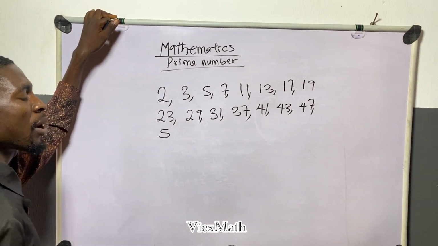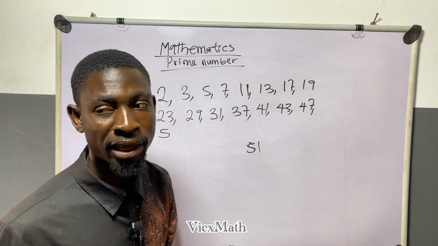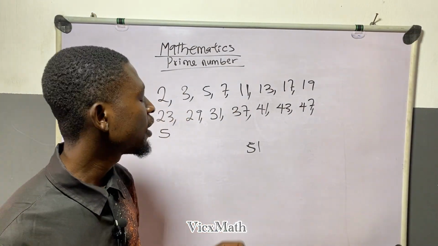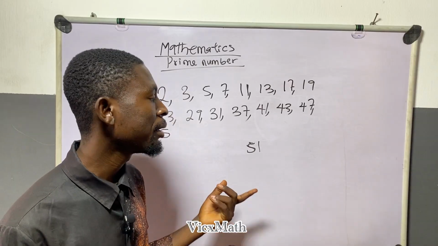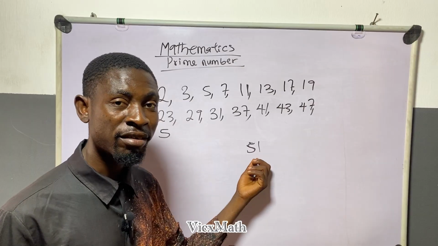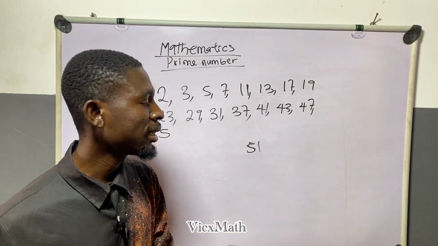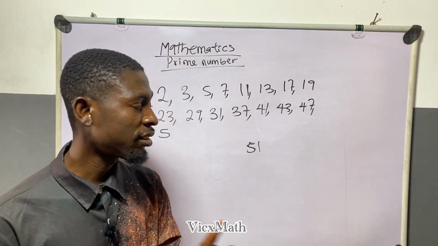Are you aware of the reason why 51 cannot be there? What is the law of divisibility of 3? The law of divisibility of 3 states that if the sum of the digits of a number is divisible by 3, then the whole number can be divided by 3. See what I'm trying to say? If you add the digits of this number, it will give us 6. Can 3 divide 6? Yes, that means 3 can divide this number.